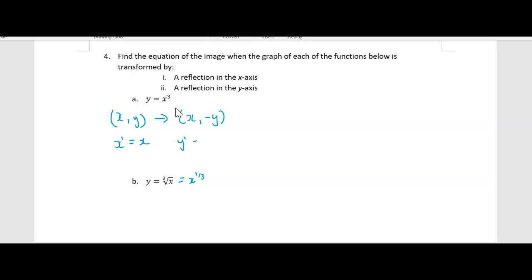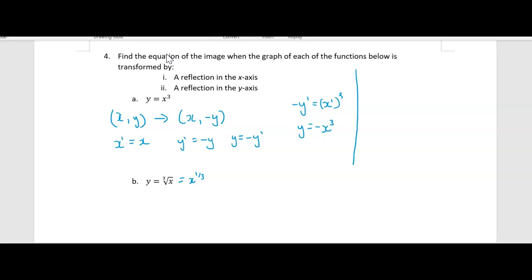Don't leave myself much space, do I? So y dash equals, oops, y, get rid of all that. Y equals, okay, so let's substitute it back in. Y dash equals negative y equals x cubed, x dash cubed. So y equals negative x cubed. All right, so there's your reflection in the x-axis.